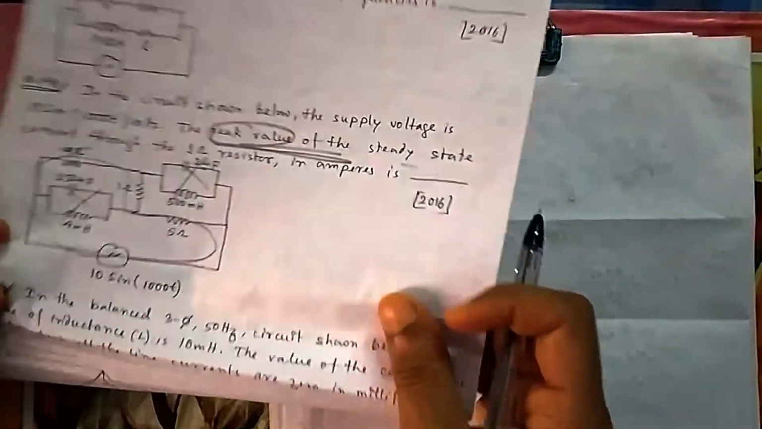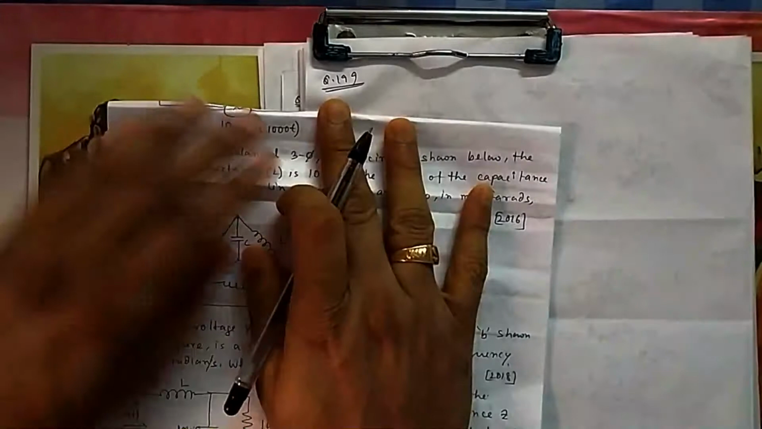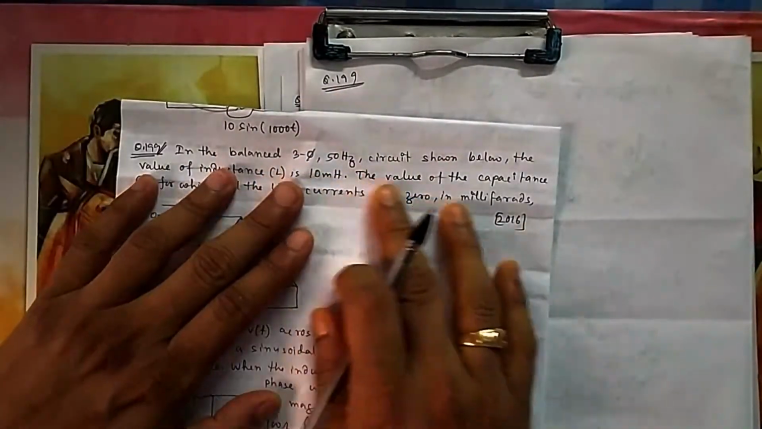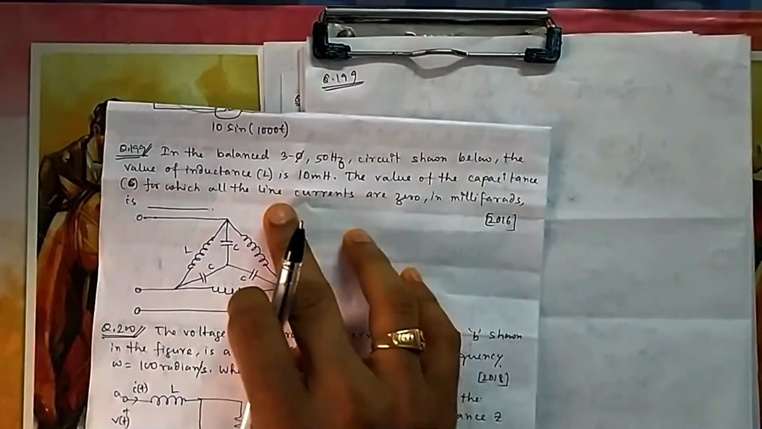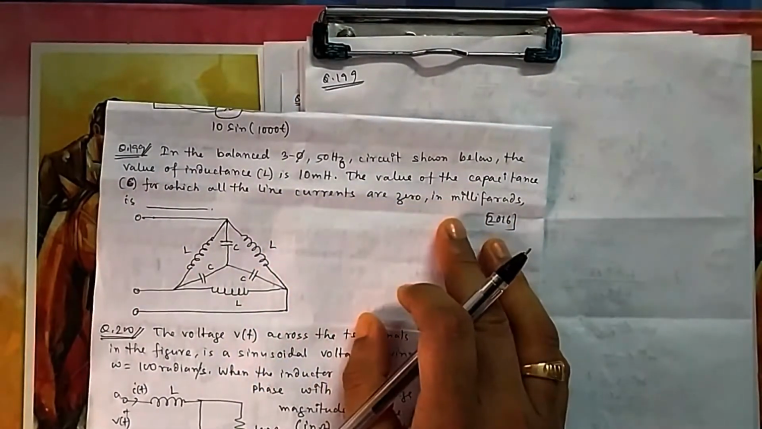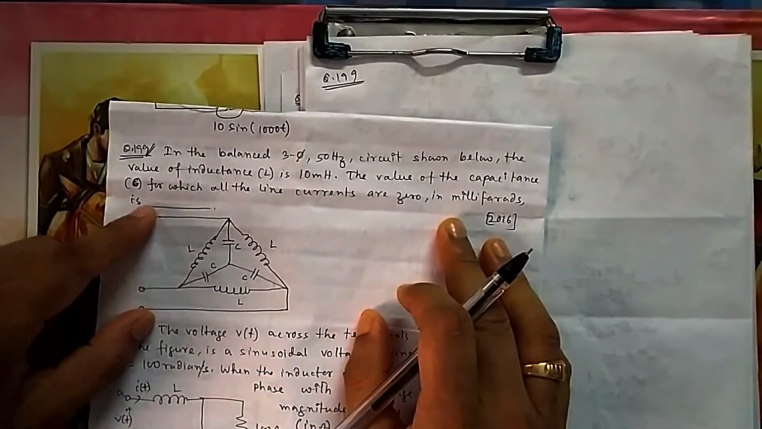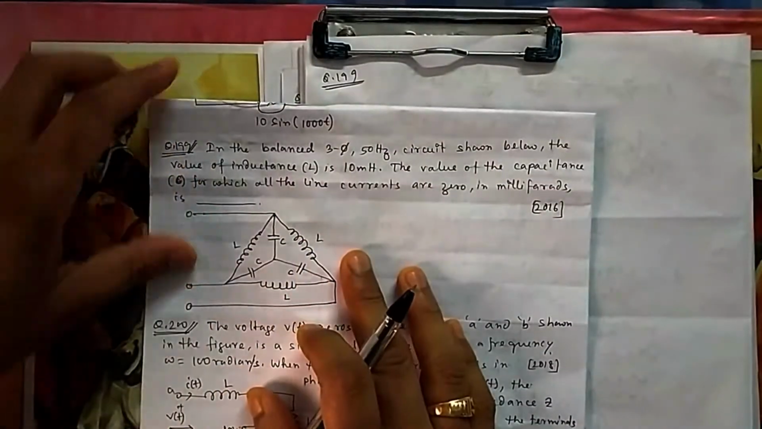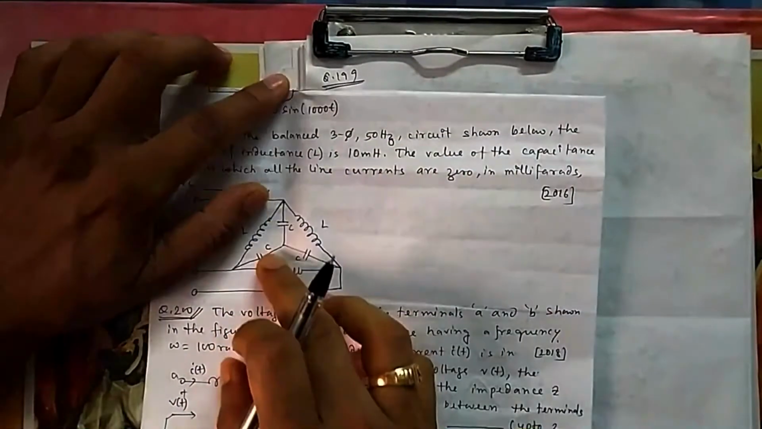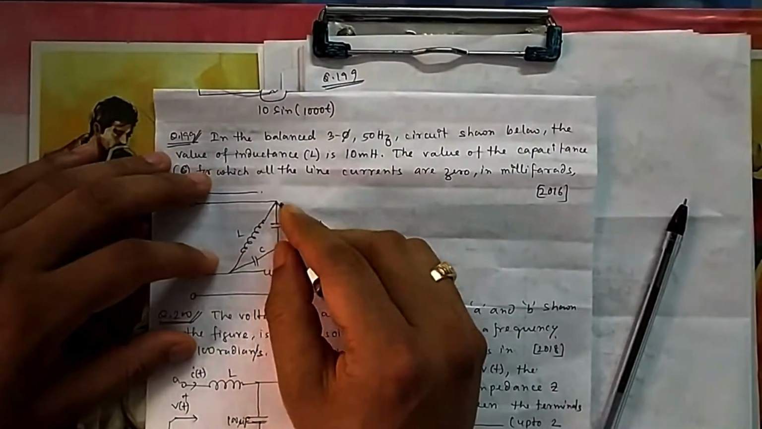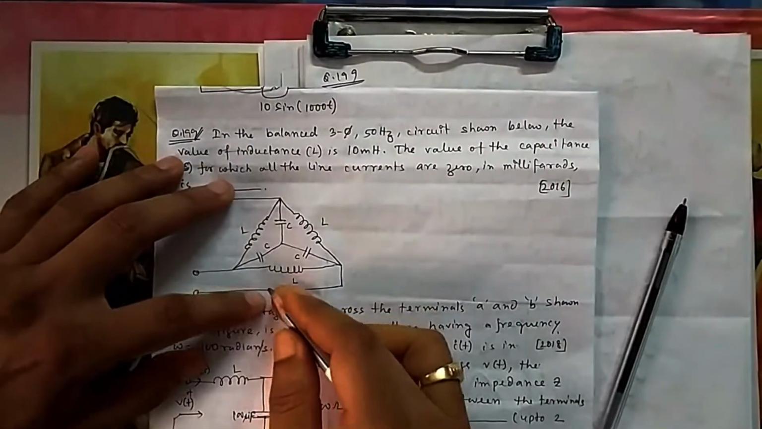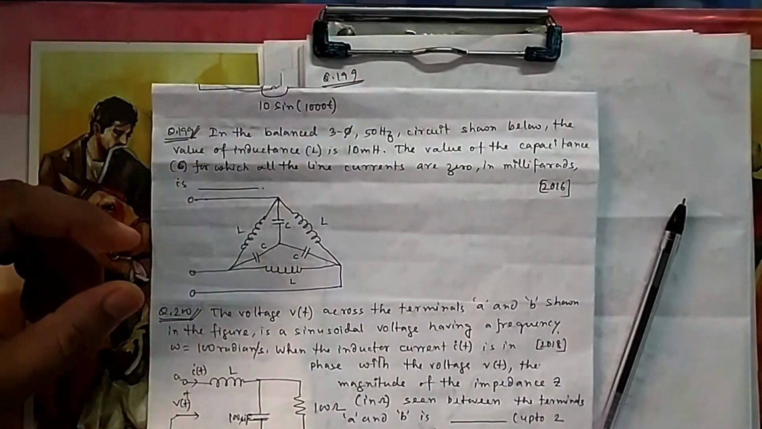In the balanced 3-phase 50 Hz circuit shown below, the value of inductance L is this much. The value of the capacitance C for all the line currents to be 0, in millifarad. So you need the line currents to be 0. So what you can do, you can convert either this inside star into delta, or that inside delta into star, or outside delta into star, whatever. Both you can put in the same direction. So let me convert that delta into star.